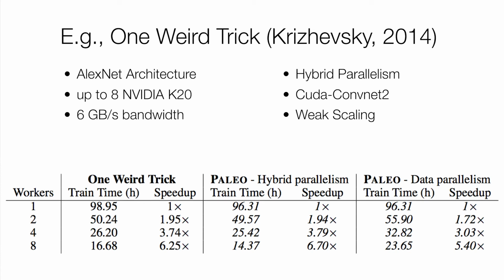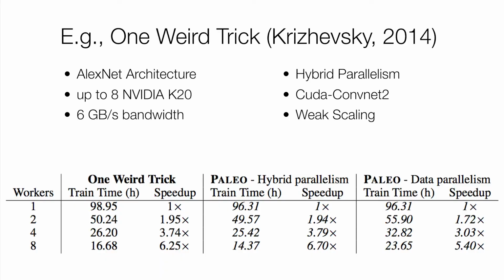One other interesting thing to note is that the key point of their paper was to talk about hybrid parallelism and say, hey, it's always better than just vanilla data parallelism. But they don't actually do a benchmark to compare the speedup between this one weird trick idea and just a vanilla data parallel method. But with Paleo, it's really easy. It's just changing one input. So we can simulate what we think data parallelism would look like, and we can compare the results.